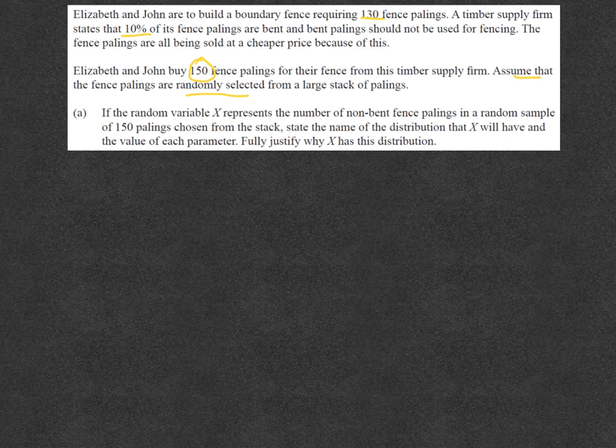So it says here, if the random variable X represents the number of non-bent fence palings in a random sample of 150, state the name of the distribution X will have and the value of each parameter. Okay, so basically what they're actually asking here is what type of probability distribution are you going to use? We're not seeing any means or standard deviations or anything like that, and fence palings are discrete.